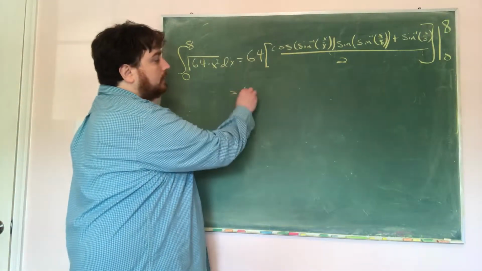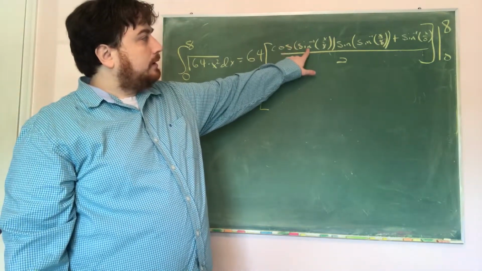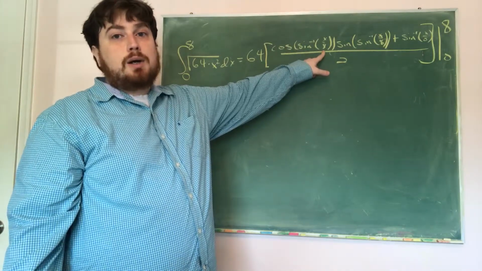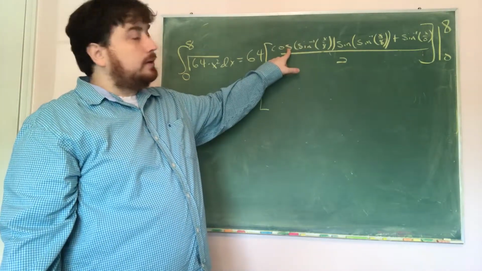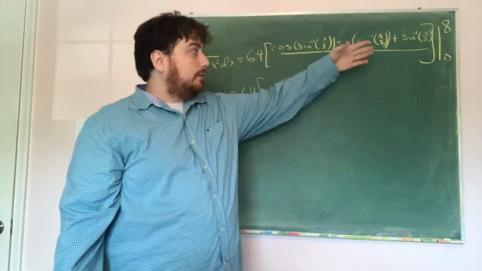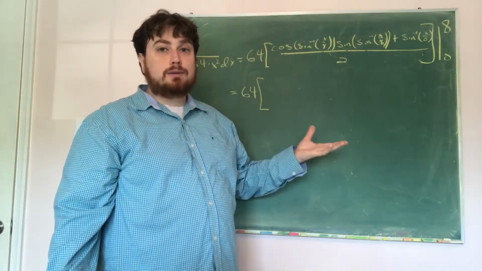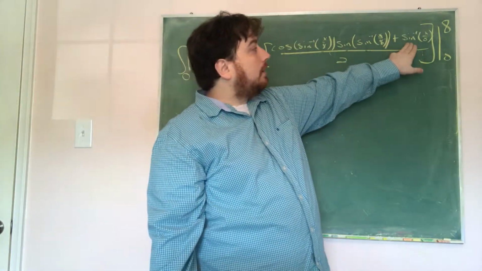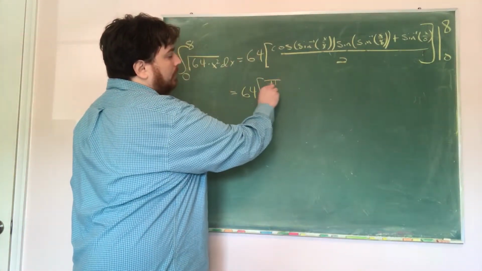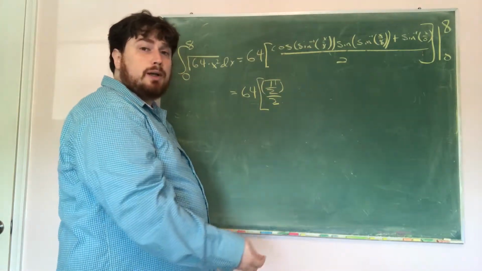So what I get is 64 times, now if I plug 8 in, I get cosine of arc sine of 1. Arc sine of 1 is pi over 2. Cosine of pi over 2 is 0. And then if I multiply by sine of arc sine of 1, well, 0 times anything is 0, so that's going to cancel out. And then I'm going to be left with arc sine of 1, which we already said was pi over 2. So we get pi over 2 all over 2 when we plug in 8.